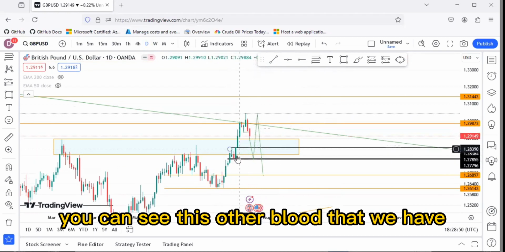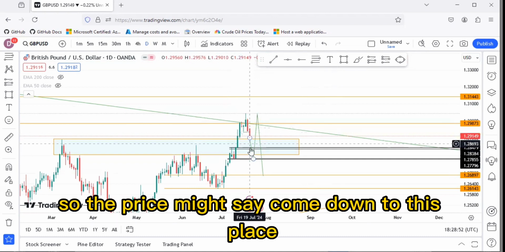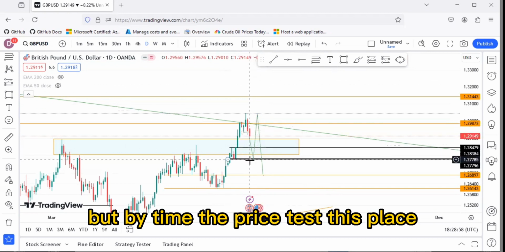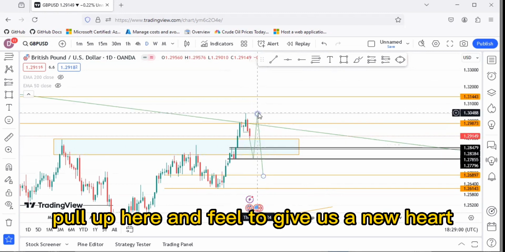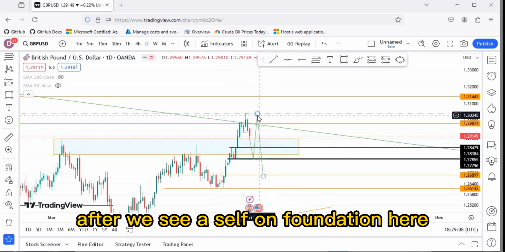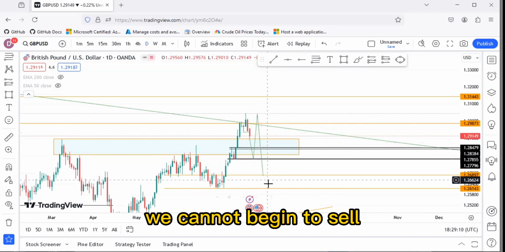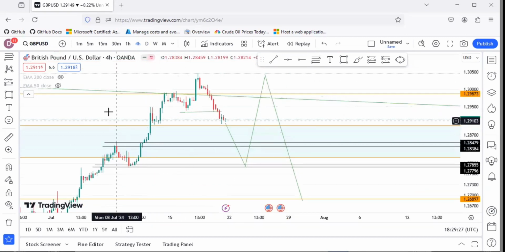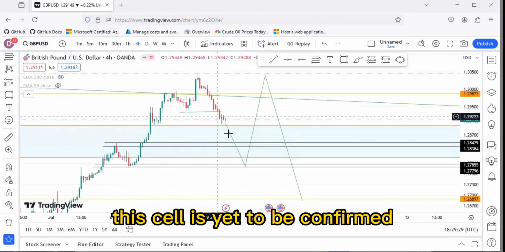You can see this other block that we have. The price might still come down to this place, then continue the upward movement. But by the time the price tests this place, pulls up here and fails to give us a new high, then we can rest assured that we can now begin to sell. After we see a sell confirmation here, we can begin to sell. Based on what we have on the 4 hour, this sell is yet to be confirmed.